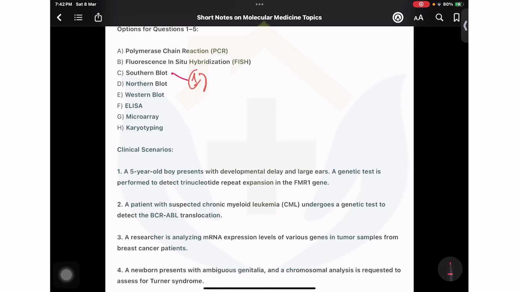Second, a patient with suspected CML undergoes a genetic test to detect BCR-ABL translocation. We need a chromosomal analysis here. FISH. Wonderful. So the answer will be FISH. Third, a researcher is analyzing mRNA expression of various genes in tumor samples from breast cancer patients. Northern blot. So Northern blot is for mRNA.